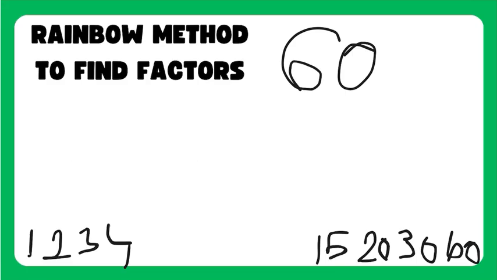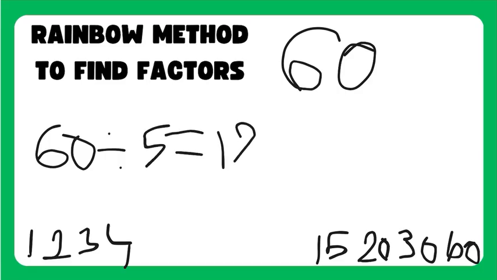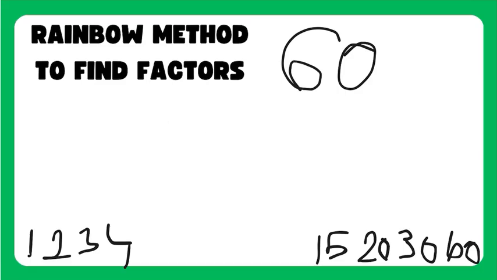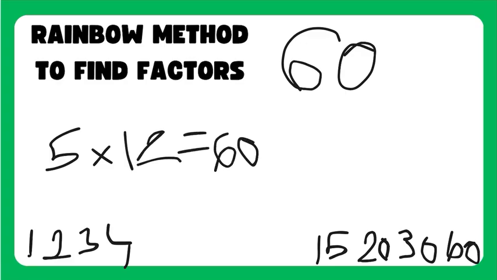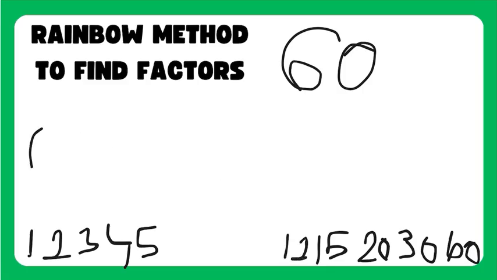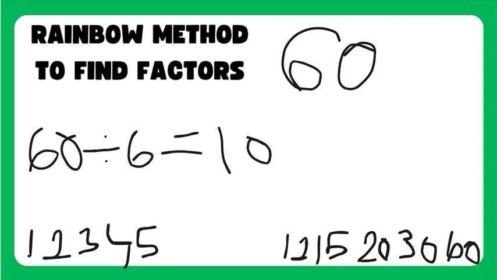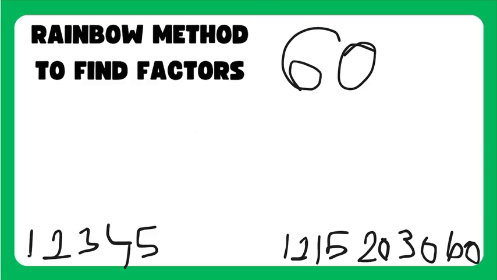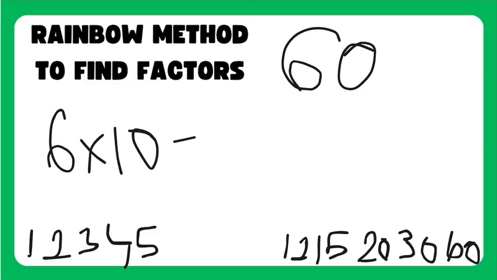Now I will be trying 60 divided by 5, and this gives 12. So I will try 5 times 12, and 5 times 12 gives us 60. So we have 2 more factors, 5 and 12. Now I will try 60 divided by 6, and this gives us 10. So I will just confirm with 6 times 10, and this gives us 60. So we have 2 more factors, 6 and 10.